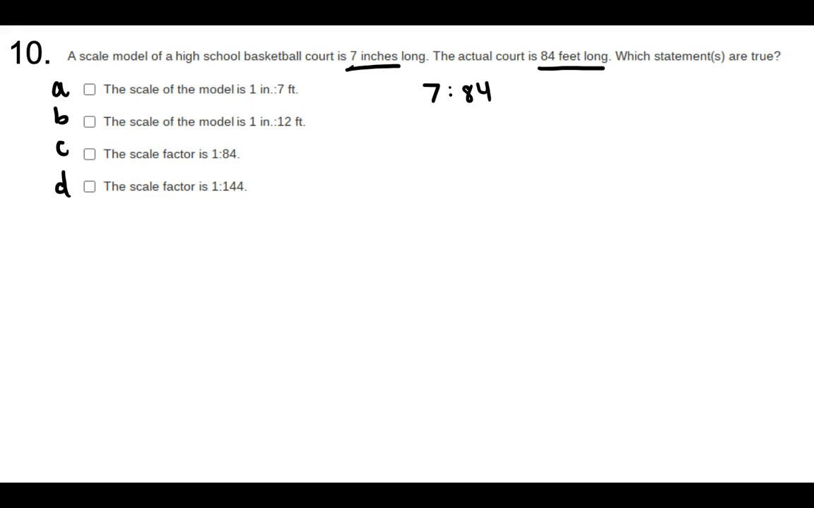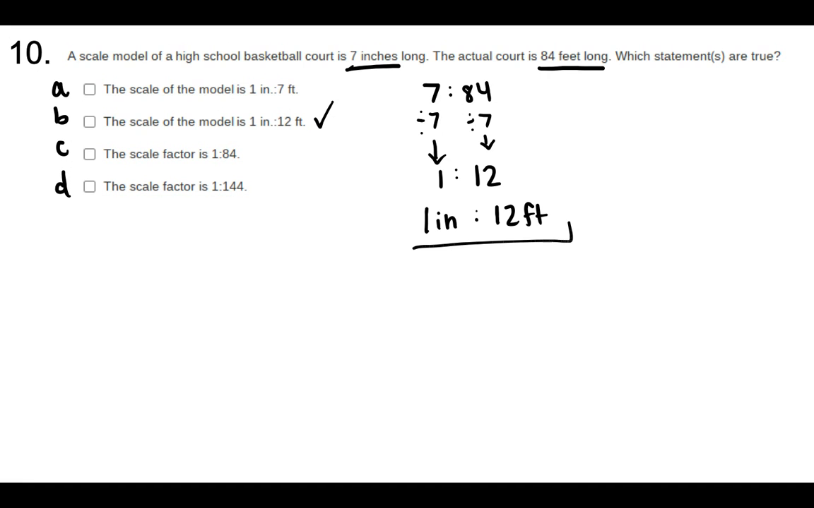That's the first ratio. So to get it into scale, I'm going to divide both of these by 7 in order to get 1 right here. So divide both of them by 7 to get 1. And if I divide 84 by 7, I get 12. So the first one is the scale of the model is 1 inch to 12 feet. That is the first one that is true.